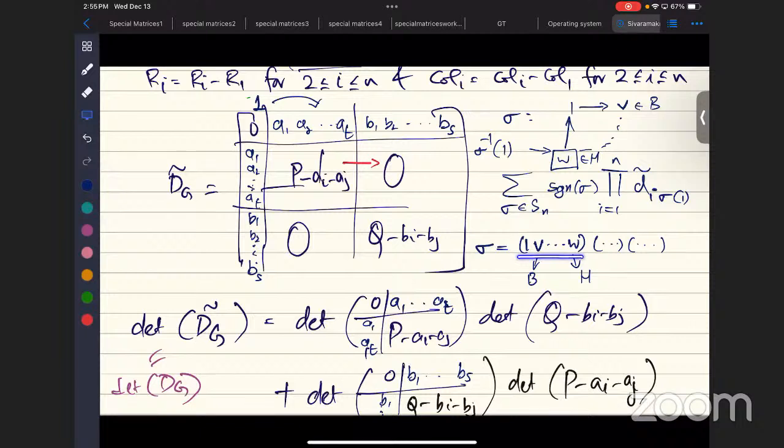Because at some point you need B, and then at some point you have sigma 1 is in B and sigma inverse of 1 is in H. Then at some point there has to be a transition. Or the other terms: I is in B and sigma of I is in H. In both cases you will have a problem. So that's what I wanted.